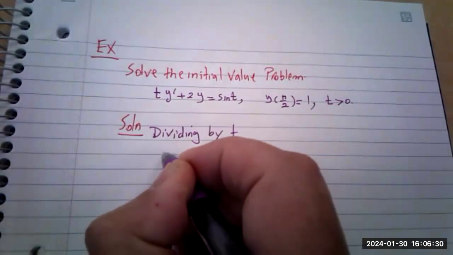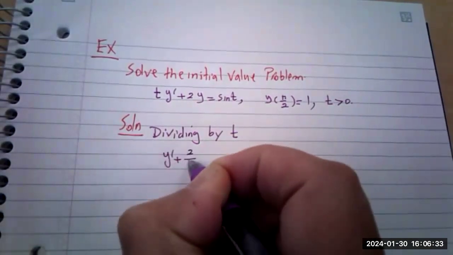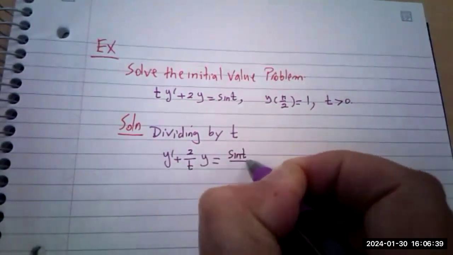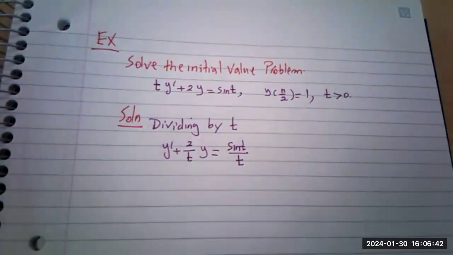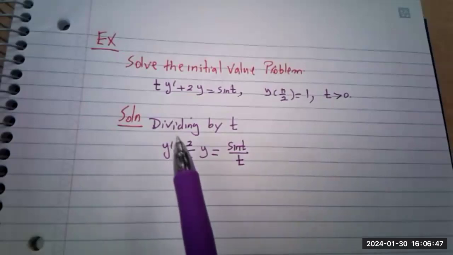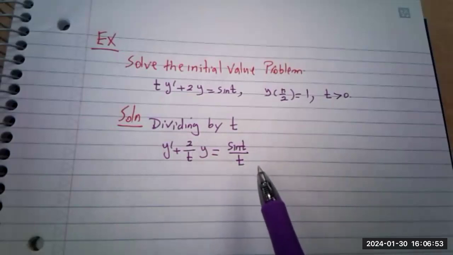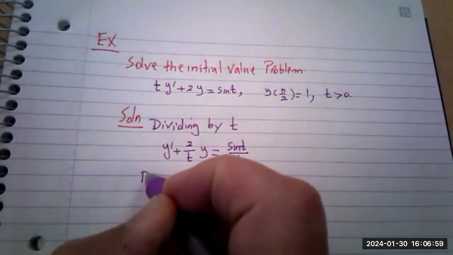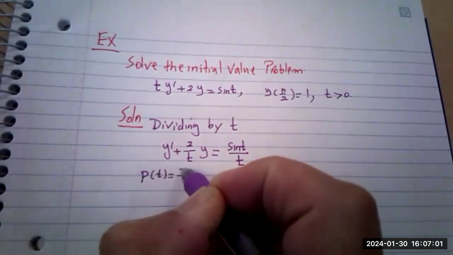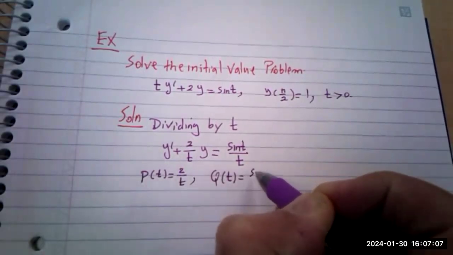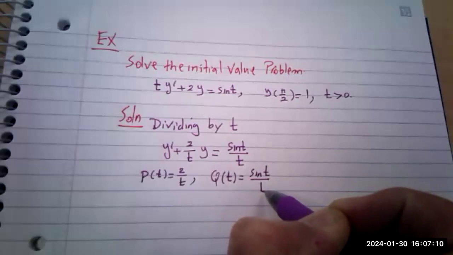That will give us y prime plus 2 over t y equal to sine t over t. Now this is a standard linear equation because you have the y prime with the coefficient 1, the y coefficient is 2 over t, and on the other side we get sine t over t. So it's a linear with these conditions. The conditions are going to be p of t this time. It's going to be 2 over t, and the q of t is going to be sine t over t.